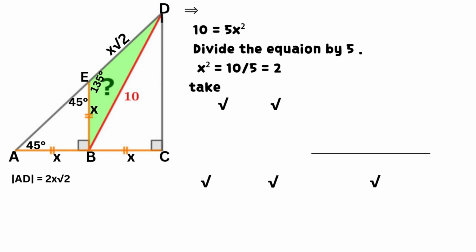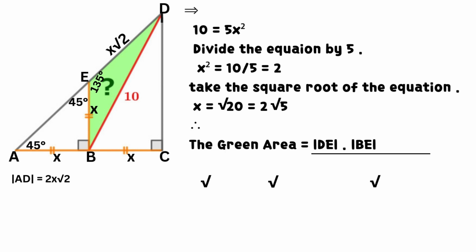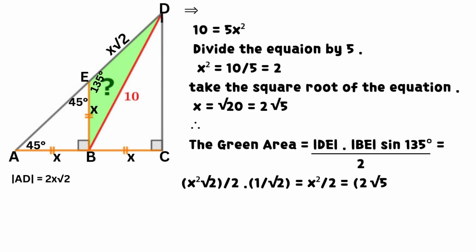It implies that 10 equals the product of 5 and the square of X. Divide the equation by 5. The square of X equals 10 divided by 5, which equals 2. Take the square root of the equation. We have that X equals the square root of 20, which equals 2 times the square root of 5.